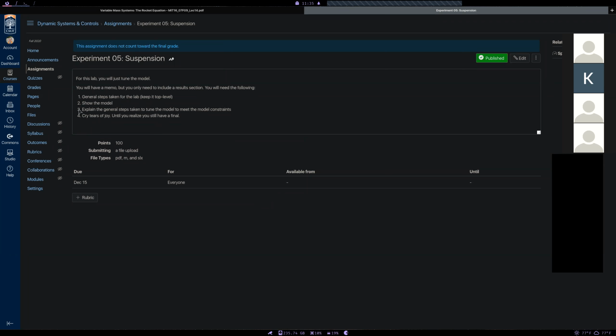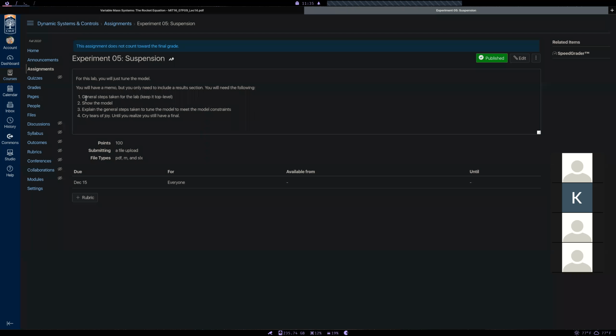So all you have to do is adjust the model, and then for your actual memo, I have it outlined here on Canvas. Show the general steps that we had for the lab. You're going to keep it pretty top level, so keep it brief and general. Then you'll show the model that we made in Simulink, and then you'll explain the general steps that you took to tune the model. That was tuning the stiffness and the damping coefficients. You'll explain the steps you took to tune those until you could meet the constraints that we had. And then the last one, I guess, cry tears of joy until you realize you have a final.